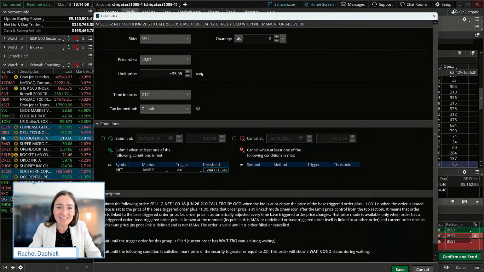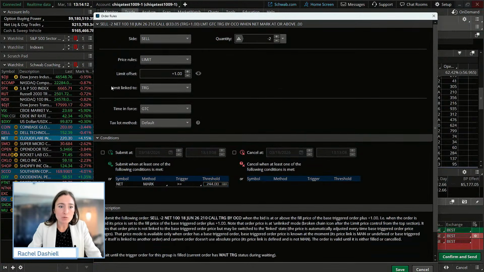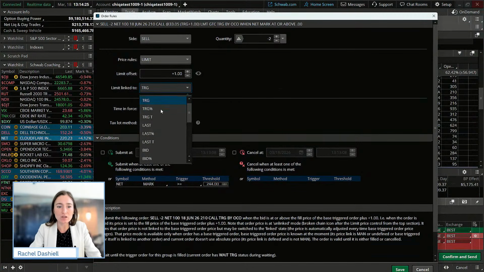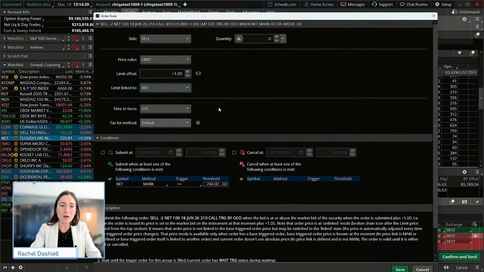So we're going to first unlink this little link here on limit price. And we're going to go down to where it says limit linked to. Instead of linking it to the trigger, or to what the price trigger is for our entry order, what we're going to do is link this to the current bid at the time. So whatever the bid is at the time that the price of the stock is 244, we are going to say we want to send a bid.